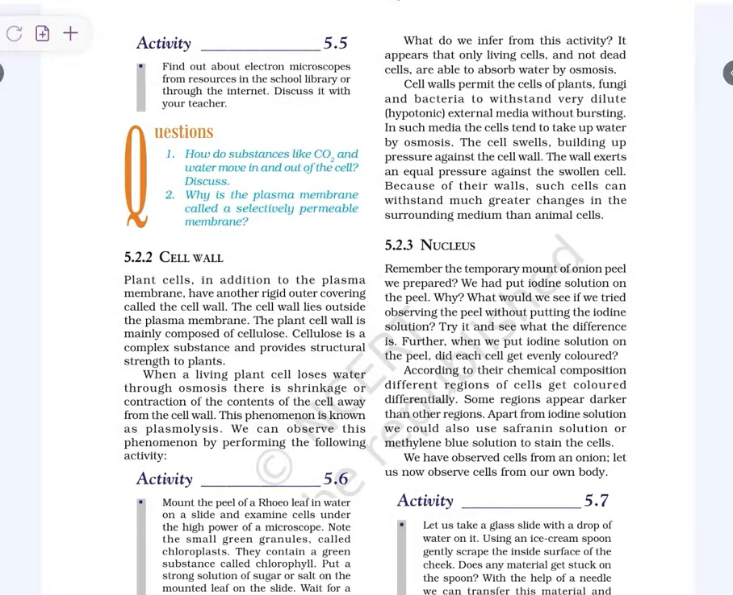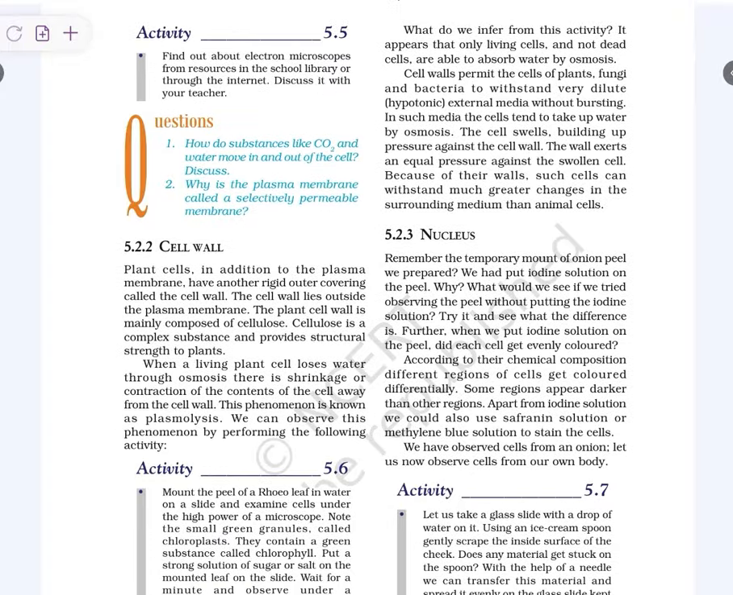Now the next component we are going to study is the cell wall. Plant cells, in addition to the plasma membrane, have another rigid outer covering called the cell wall. The plant cells are the cells which have a cell wall on their outer side. Apart from plants, fungi as well as bacteria also have a cell wall, but animal cells do not have a cell wall. The outermost covering in an animal cell is the plasma membrane. So the cell wall lies outside the plasma membrane and is composed mainly of cellulose.